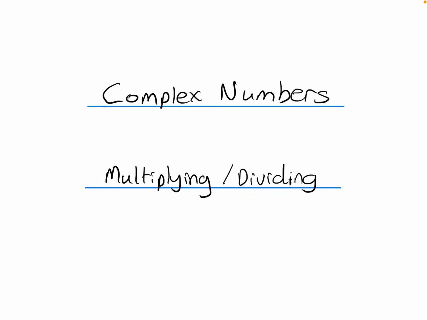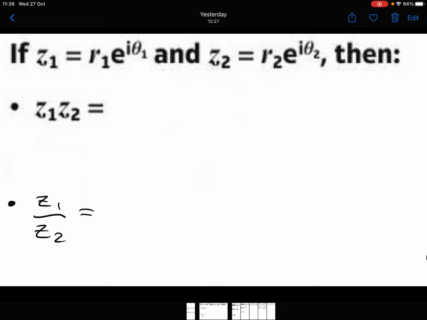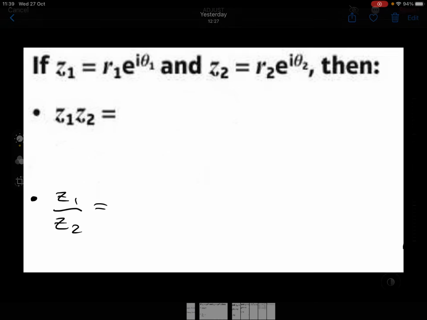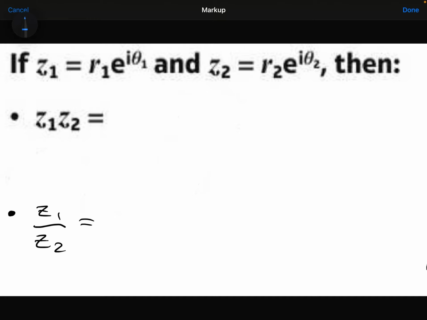This video is about multiplying and dividing complex numbers. So if I have two complex numbers, z1 is equal to r1 e to the i theta 1, and z2 is equal to r2 e to the i theta 2, then multiplying these two complex numbers together, I have z1 times z2.